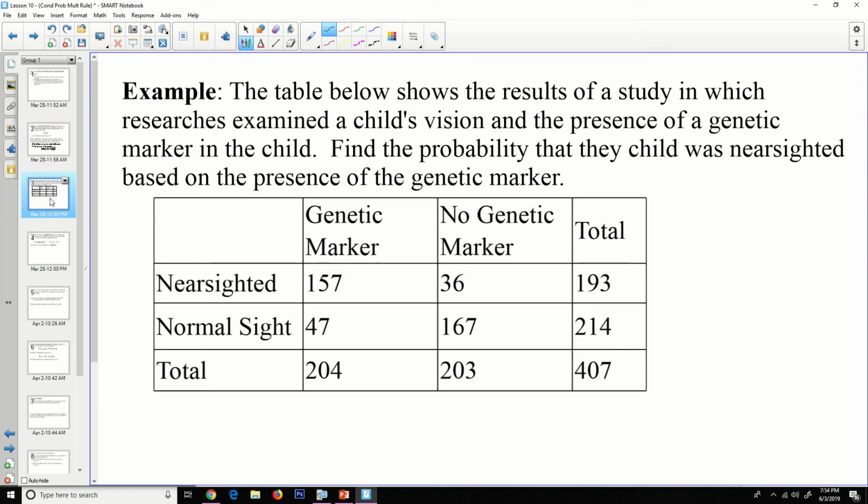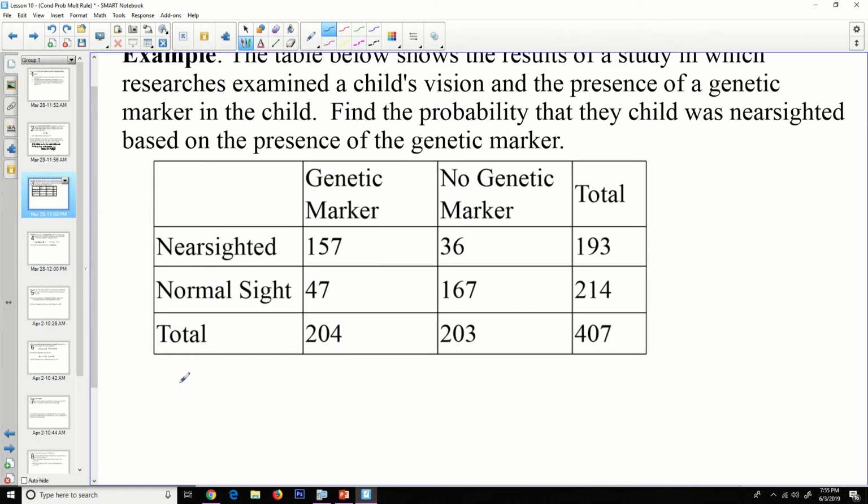Another example using a table. The table below shows the results of a study in which researchers examined a child's vision and the presence of a genetic marker in the child. Find the probability that the child was nearsighted based on the presence of the genetic marker. So we have the probability that the kid that was chosen is nearsighted given that they had the genetic marker.